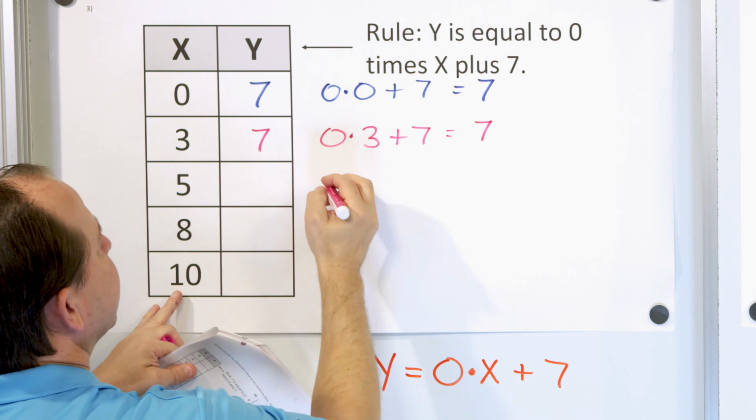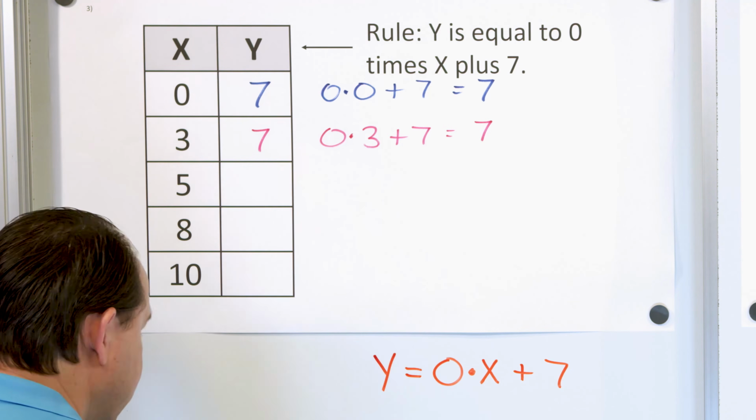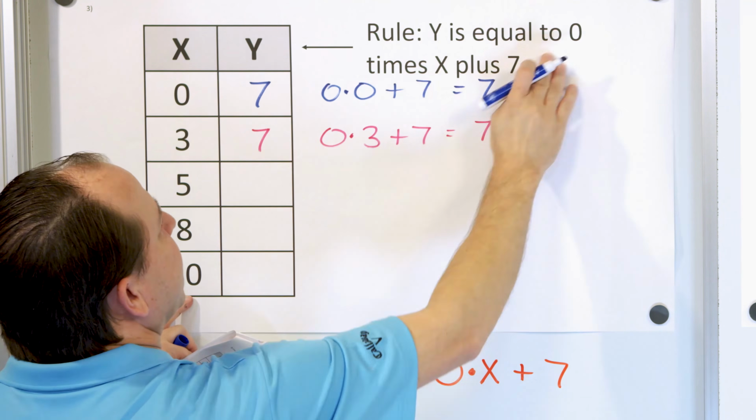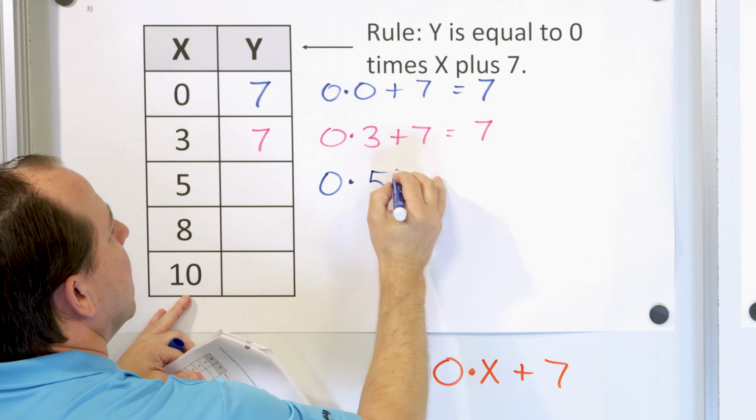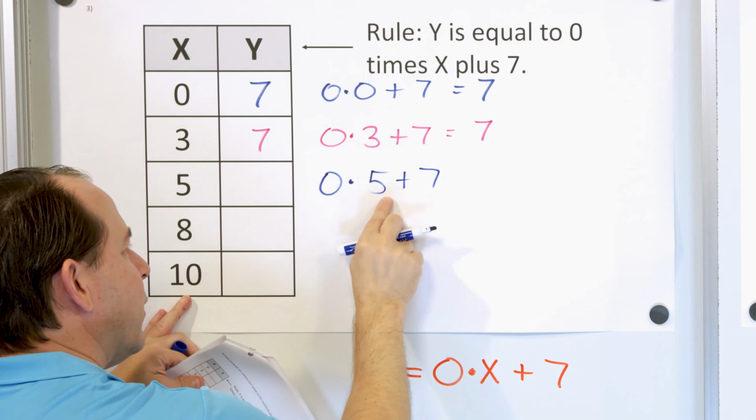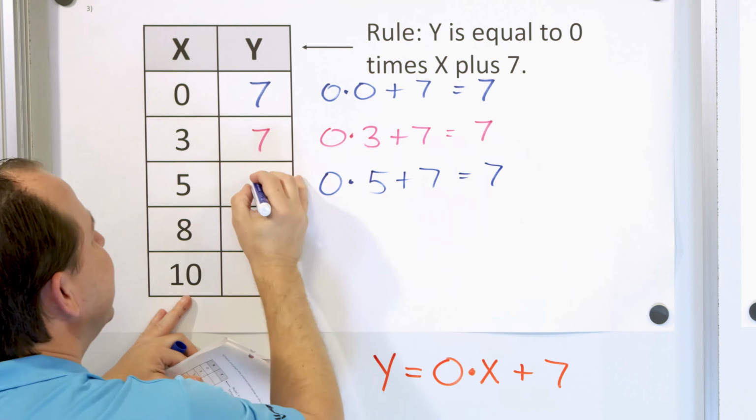All right, what else is next? Let's say we have, for the next point, 0 times x plus 7. So we have 0 times 5 plus 7. But this again makes 0 plus 7, which is 7. I think you can see the pattern.